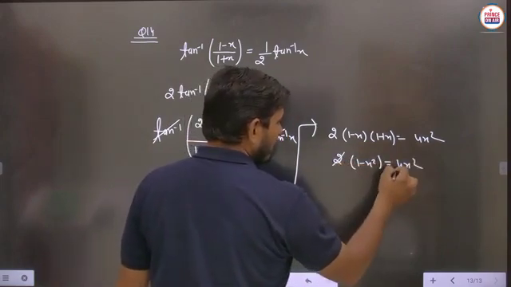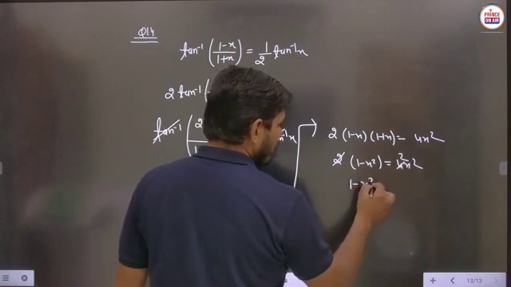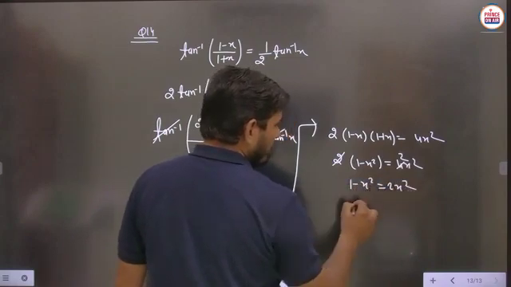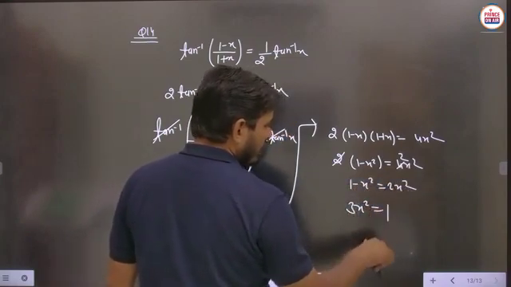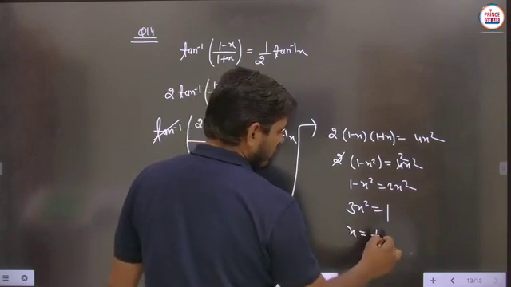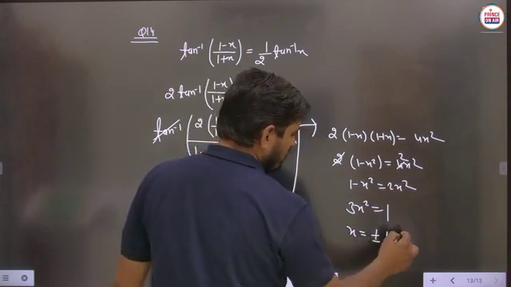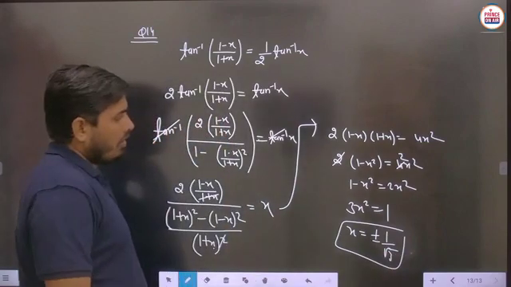This will get cancelled out. So 1 minus x square equals 2x square. After that, 3x square equals 1. Then x is what? Plus or minus 1 by root 3. So this is the answer for x.